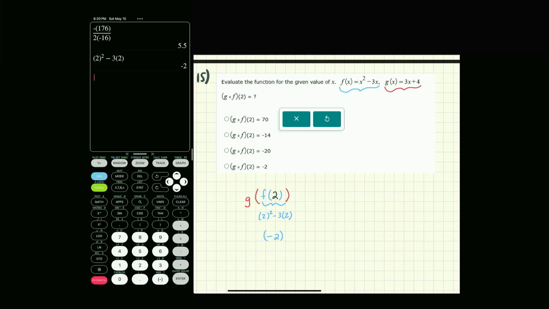And now that negative 2 gets placed inside of our g function. g is right here, 3x plus 4, so we're going to replace the x with negative 2. Again, I'm going to go to my calculator so I don't make any math errors. And I get a final answer of negative 2. It looks like that's answer choice D.